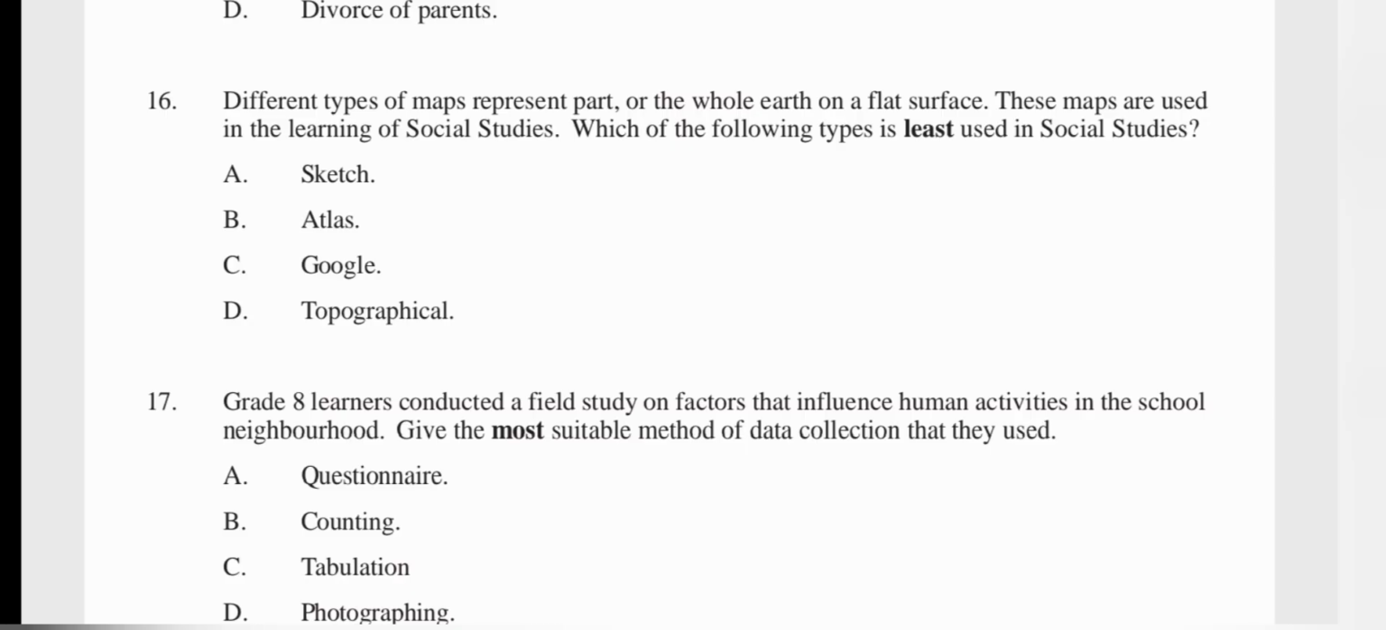Question 16. Different types of maps represent parts, or the whole earth on a flat surface. These maps are used in the learning of social studies. Which of the following types is least used in social studies? Sketch, atlas, Google, topographical.